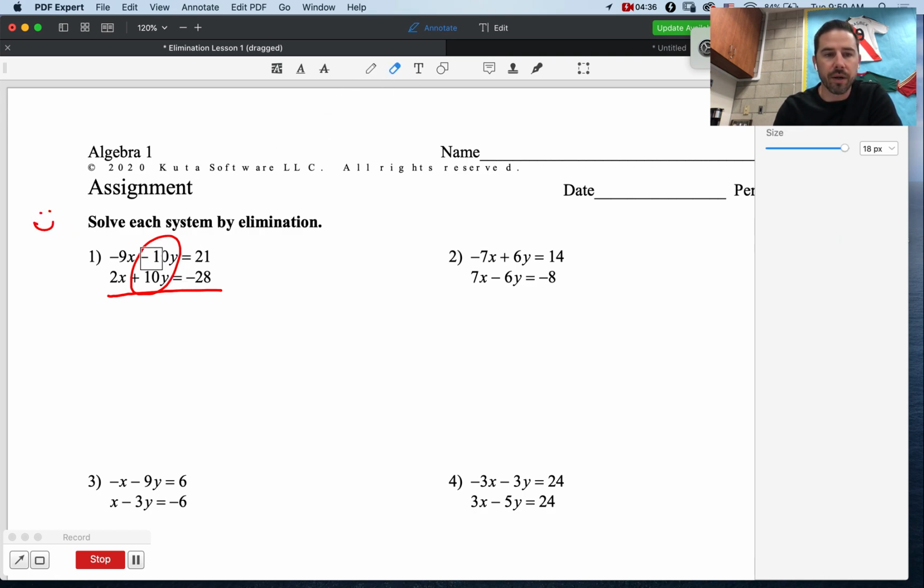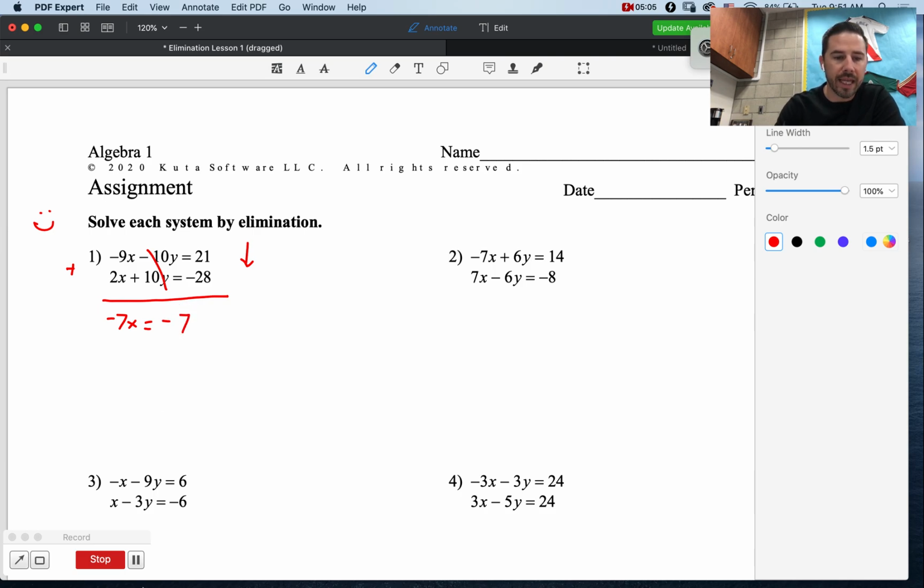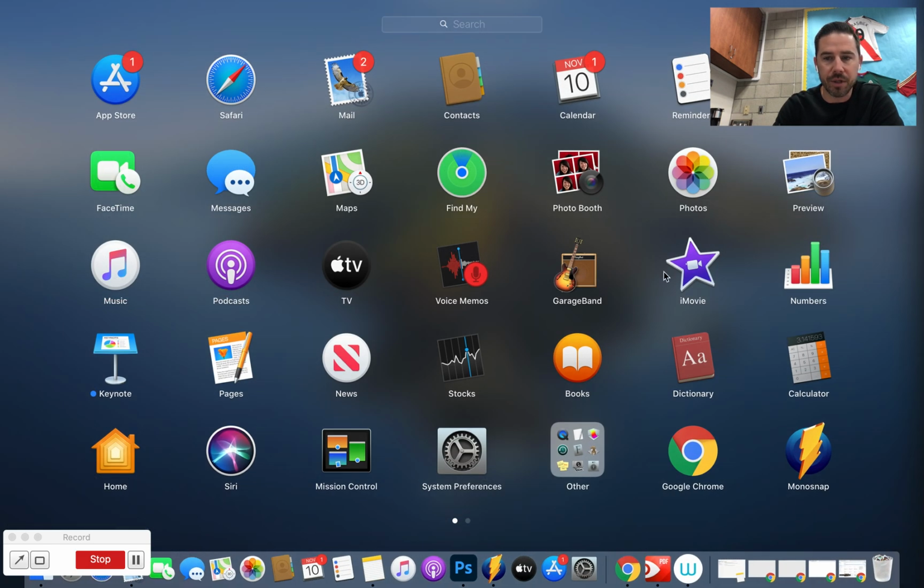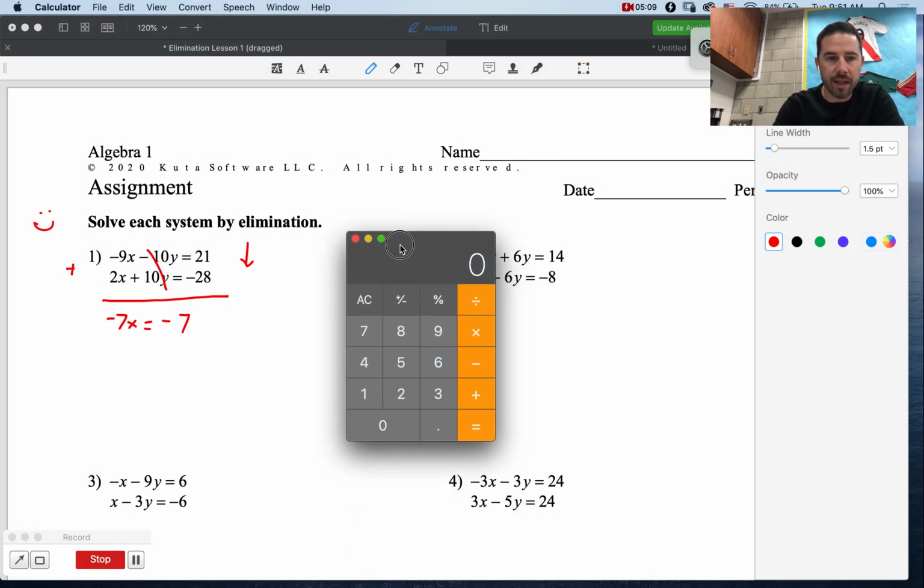So watch what we're going to do here. We're going to add straight up and down. So negative 9x plus 2x is really negative 7x. Negative 10y and positive 10y cancel each other out. They eliminate. And let's add straight up and down here. Negative 21 plus negative 28 is negative 7. And if you don't know how to do that, get a calculator, for goodness' sake. Let me show you, because a lot of kids ask, how do I get that?